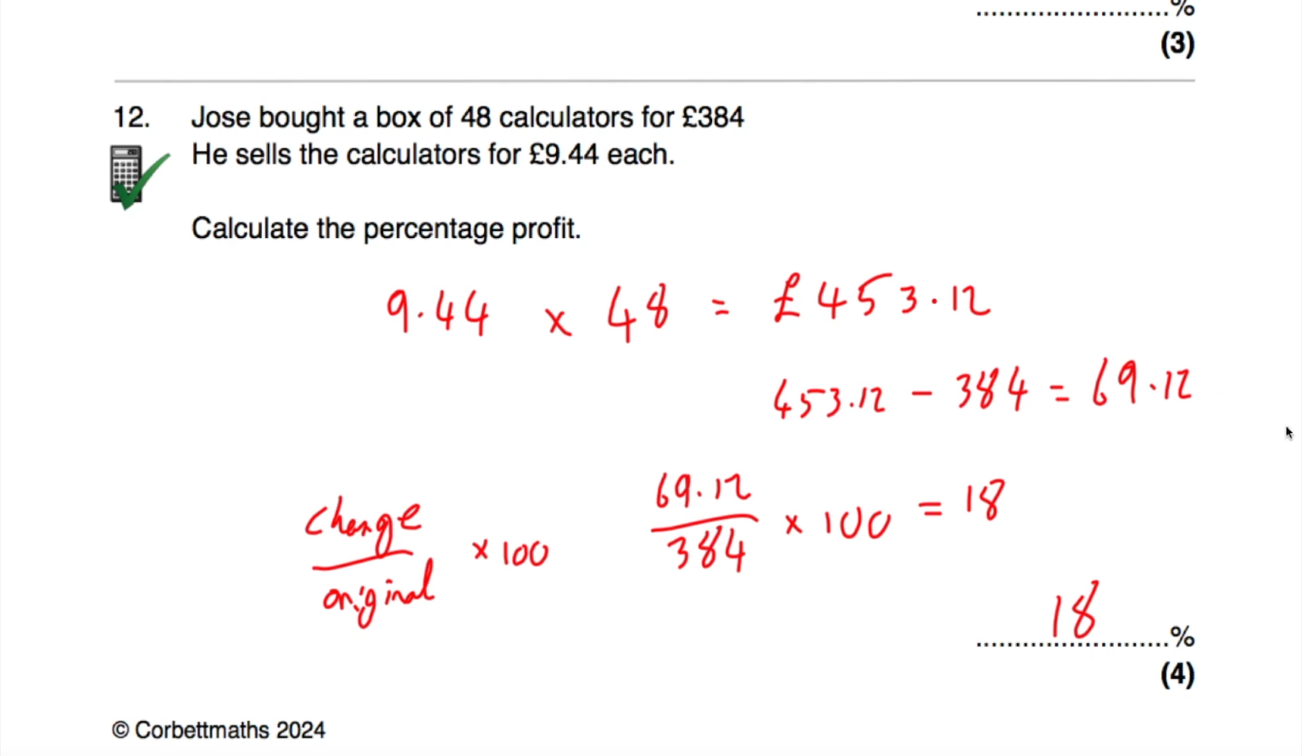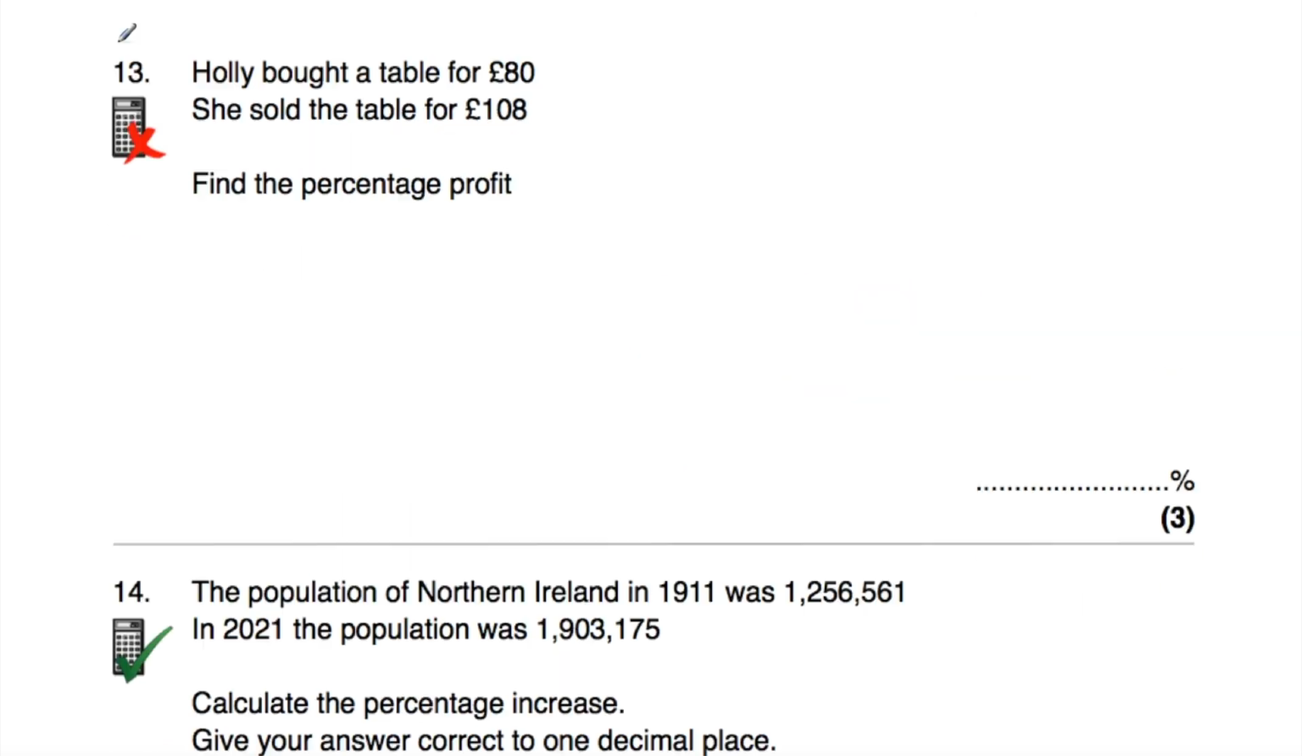Okay, let's look at our next question, question number 13. So question number 13 is a non-calculator question. It says, Holly bought a table for £80 and she sold the table for £108. Find the percentage profit. So we need to find the change and then divide by the original and then times by 100.